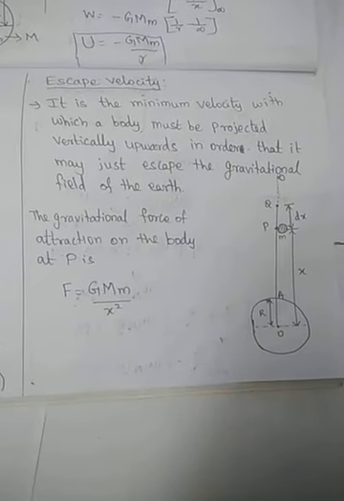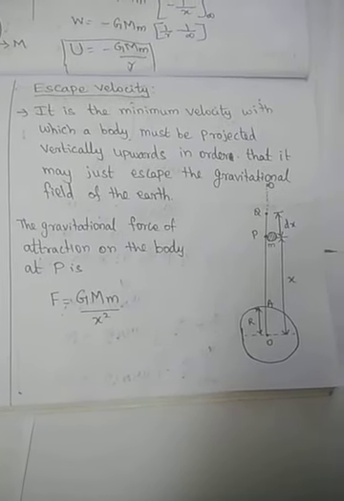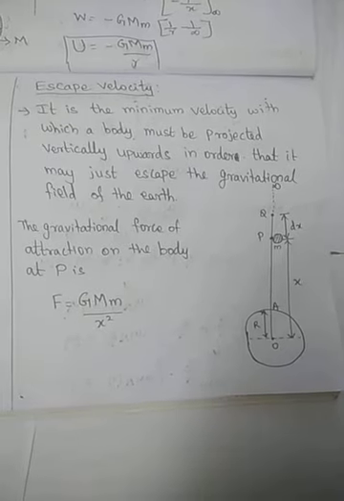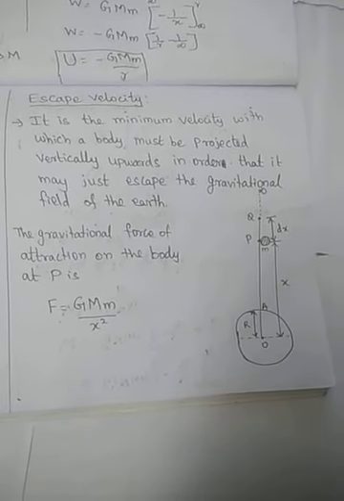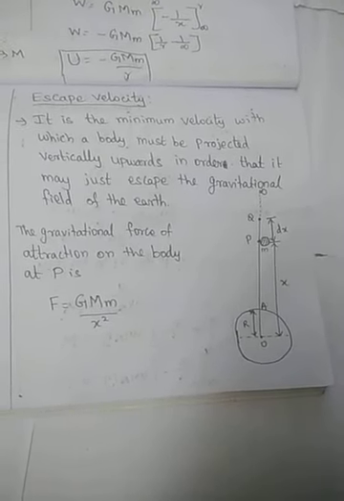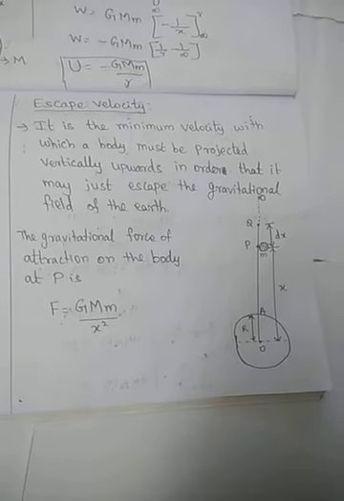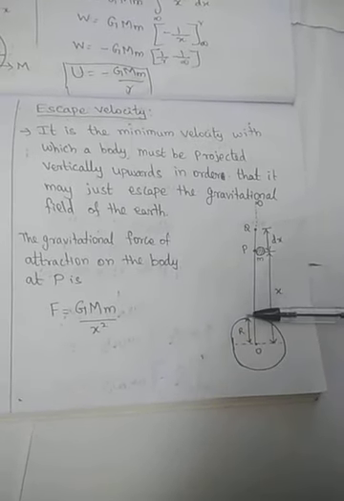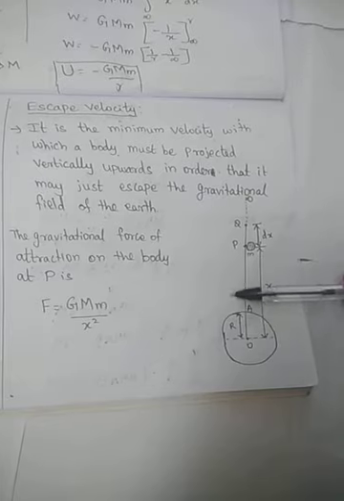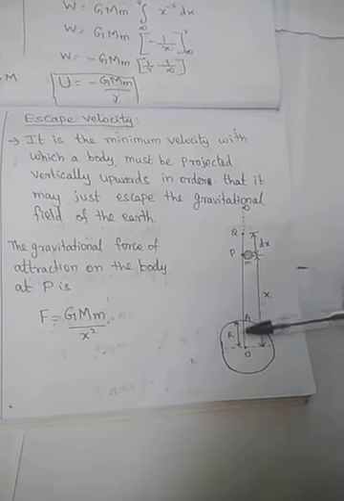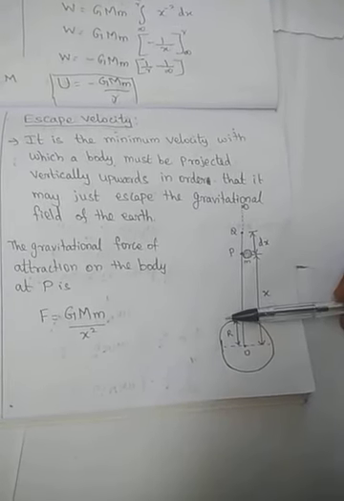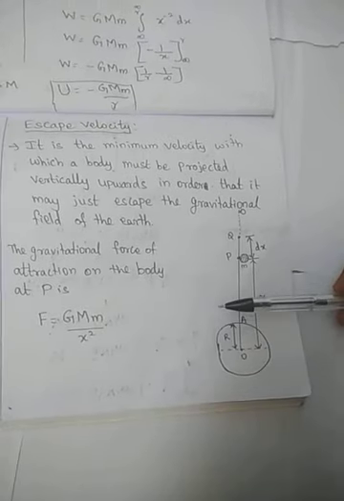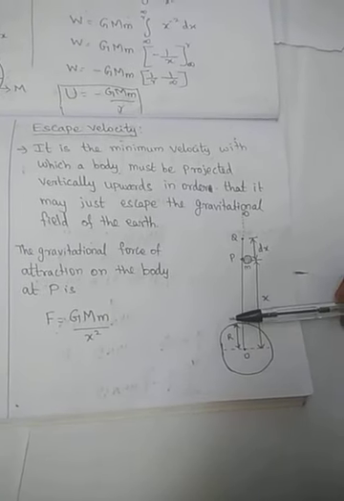Escape velocity. It is the minimum velocity with which a body must be projected vertically upwards in order that it may escape from the gravitational field of the earth. So what is the minimum velocity required for any mass on the earth's surface to escape from the gravitational field of the earth? This is the basis for the escape velocity of a rocket.